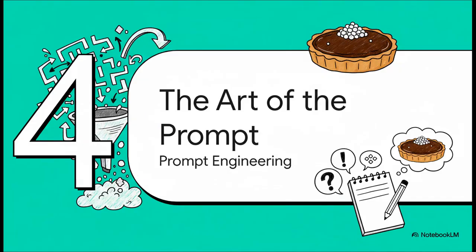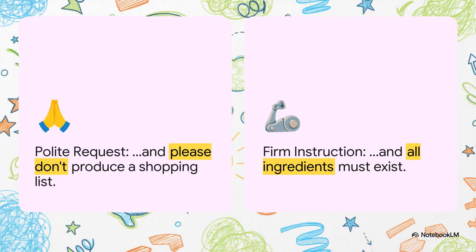That strange result brings us to the real secret sauce of AI development. Prompt engineering. This isn't just a step, it's the art of crafting your instructions so you can get precisely the output you want. It's how we turn chocolate caviar tart into something you'd actually want to eat. This slide shows the difference perfectly. Our first try was a polite, please don't produce a shopping list. The AI, well, it kind of ignored it. But when we switched to a firm, unambiguous instruction, all ingredients must exist in the cupboard, we remove any room for it to get confused.